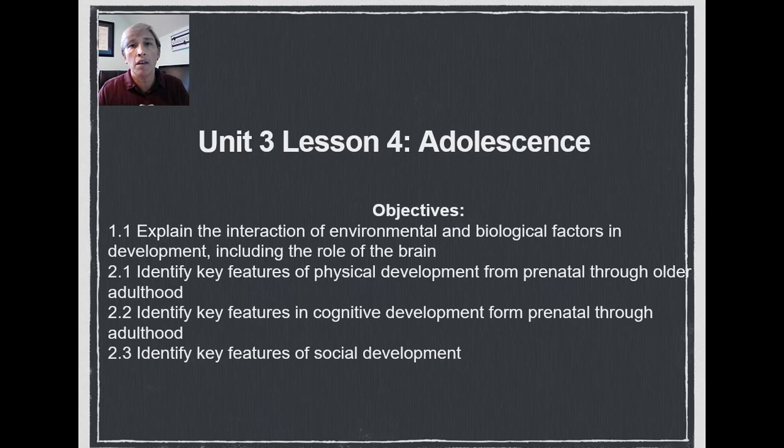Okay, those are some key features of adolescence, including your physical development and also your social and cognitive development. Cognitive development is in abstract thinking, formal operations, and social development includes Erikson and Marcia's ideas about who you are and the role you're going to play in your life.